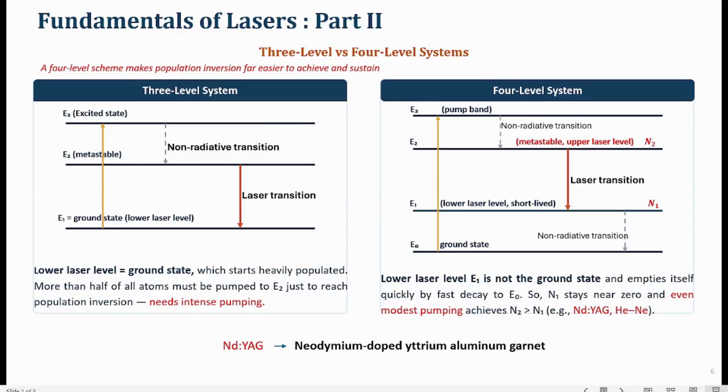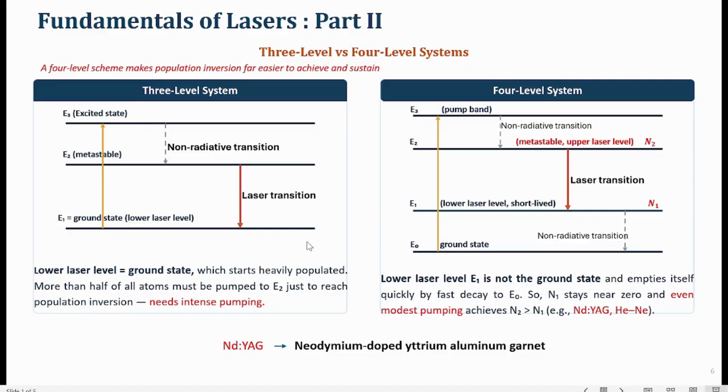As I talked about in the fundamentals of lasers part one, I will start with the comparison of the 3-level laser system with the 4-level laser system. So in this second part, I will start from here. Here we can see that a 4-level pumping scheme is actually more efficient in establishing the condition of population inversion as compared to the 3-level energy system.